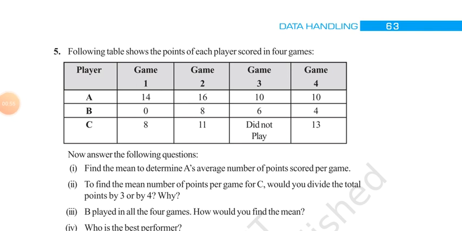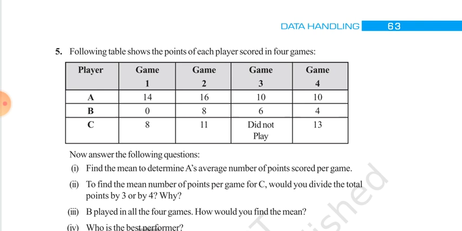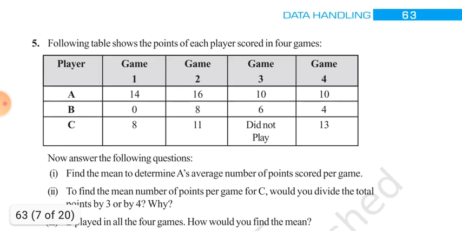So students, now we are going to continue our exercise 3.1, page number 63, question number 5. I hope you all have done the third and fourth questions which I gave you as homework. Fifth question. The following table shows the points each player scored in 4 games. Students, here 3 players are there, A, B and C. Each player has played 4 games and their marks are given to you.